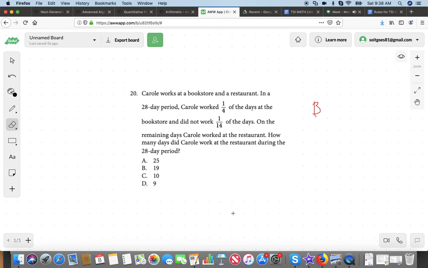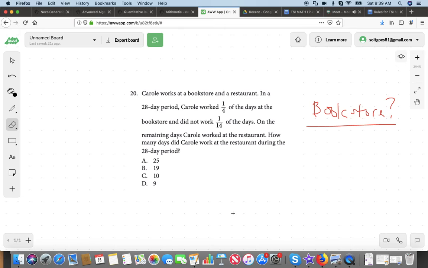So how many days did she work at the bookstore? Do you understand my question? 28 days divided by 1/4. Like what's 1/4 of 28 days? Well, that's my question, right? What's 1/4 of 28 days? Could you figure that out logically without doing an operation? 4 times 7. So 7 is 1/4? Yeah, 7. Does that feel right? 7 days would be 1/4 of 28. Does that make sense? Yes.